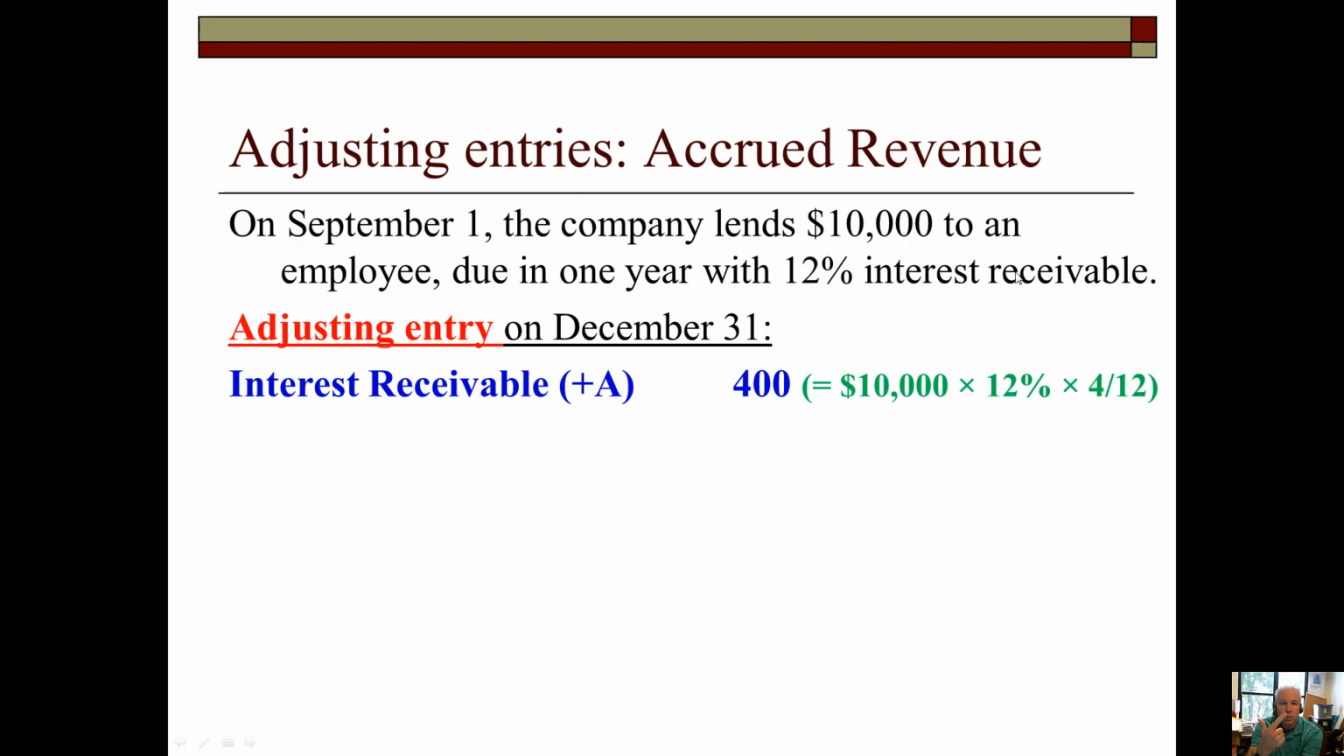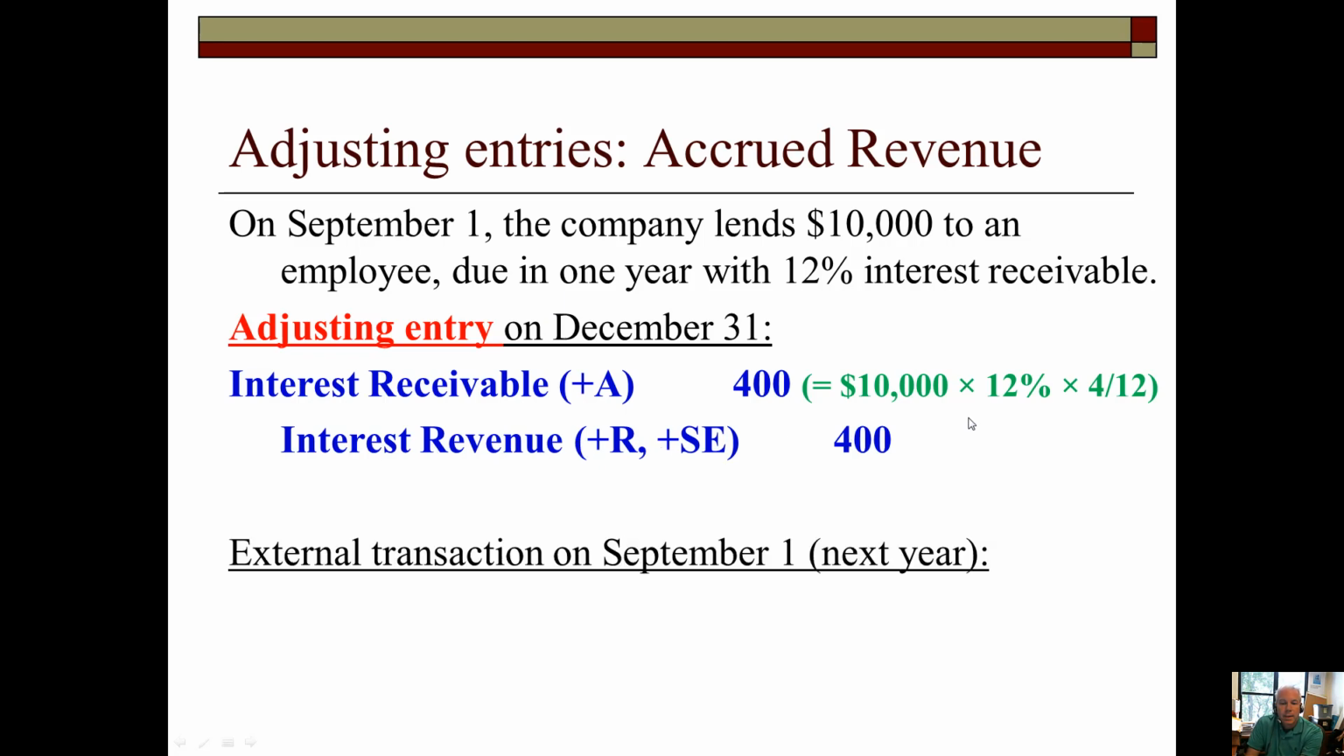So September, October, November, December. There's 4 months of interest. That would come out to $400. You'd set up a receivable. We'll call it interest receivable since it's for interest. And revenue's been earned, and we'll call it interest revenue because it's interest revenue.